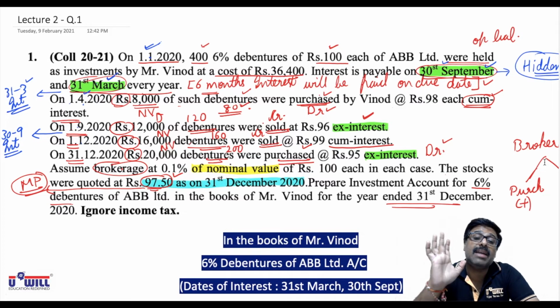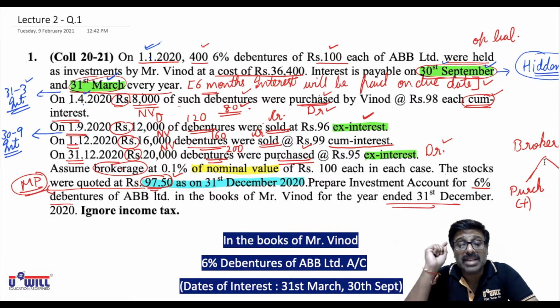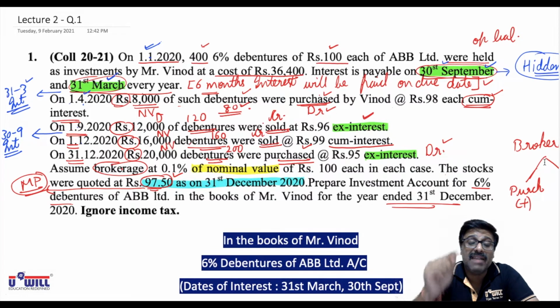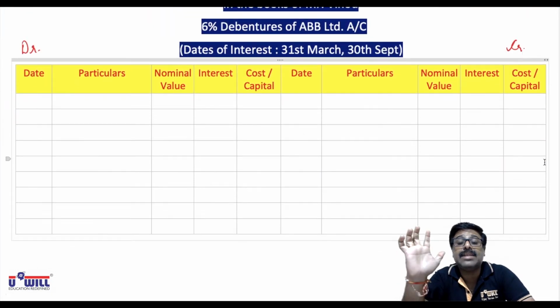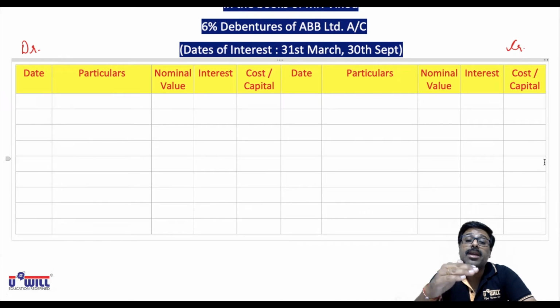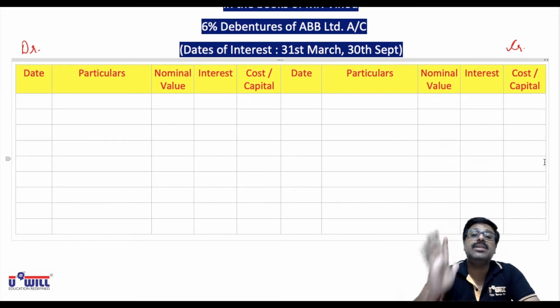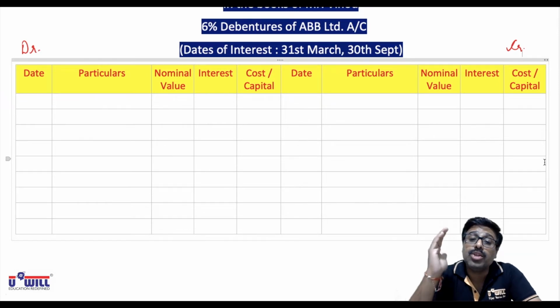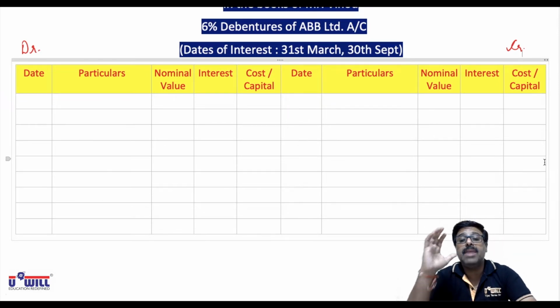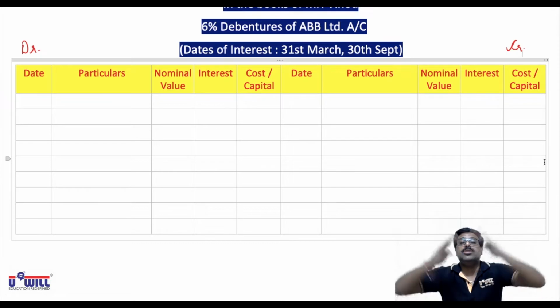Minimum, more than 7 are possible, but not less, because every transaction will have one working. So throughout this chapter, this is the complicacy: the investment account itself is very small, 10, 12, 15 lines maximum. But workings will be 3 to 4 pages in number. I repeat, workings will be 3 to 4 pages in number. Main account very small, workings very big.